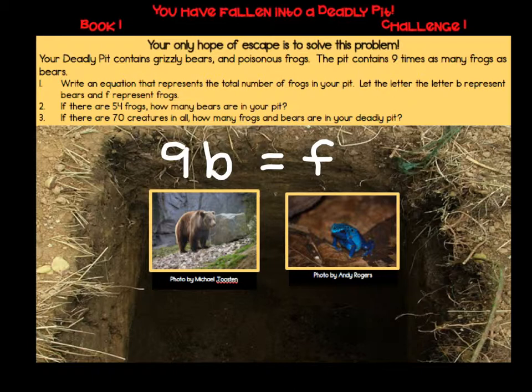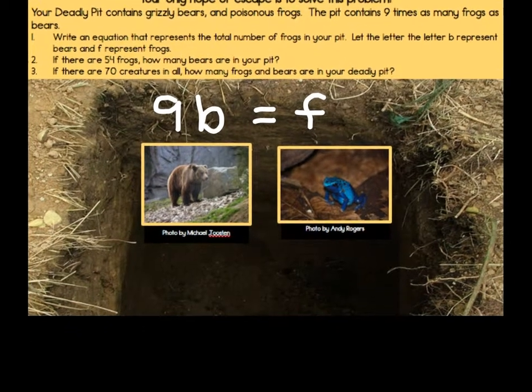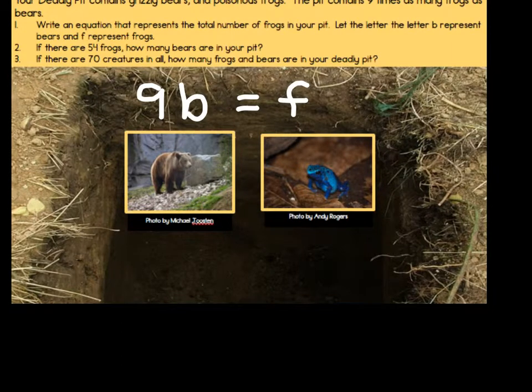Now, let's move on to number 2. If there are 54 frogs, how many bears are in your pit? Well, this is actually very cool as well. So all I'm going to do, I'm going to start off by writing the formula. So I'm going to write 9B equals F, right? And then I'm going to plug in the 54 for the F, because there's 54 of these poisonous frogs. So I'll write 54 here.